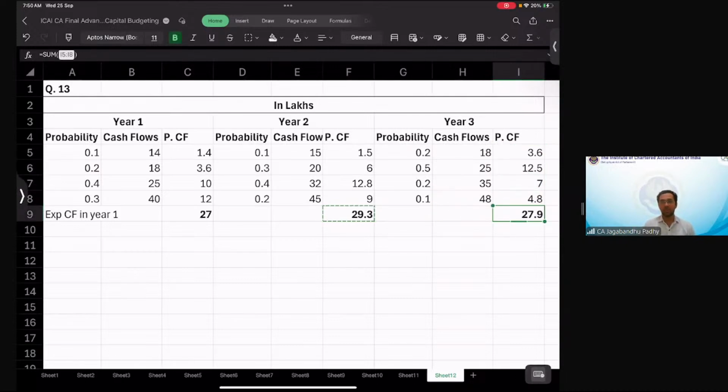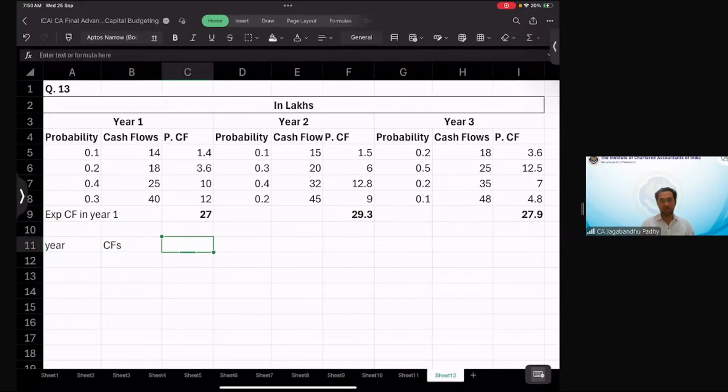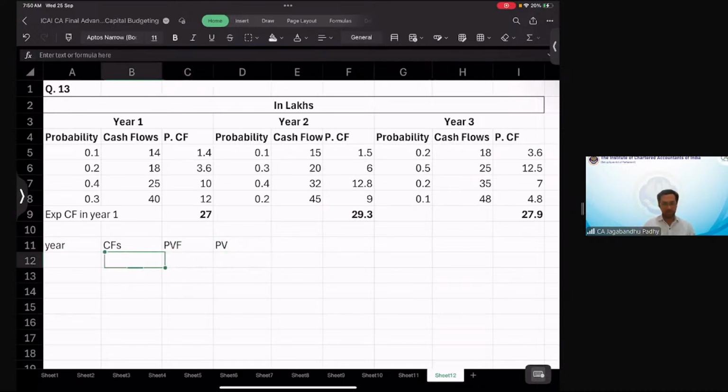So this is total 27.9. So you have got the expected cash flows for each of the year. Now we can definitely get the NPV by simply writing down the year, the cash flows, and of course the PV factor and the present value.